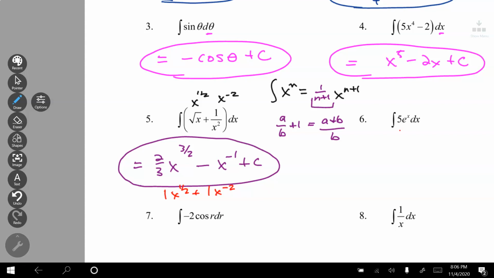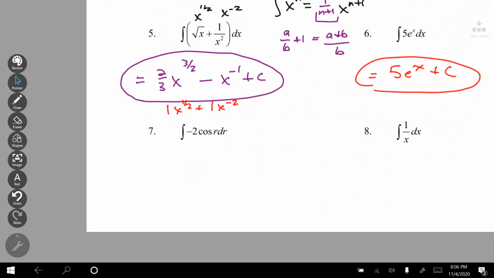Don't overthink on this one. The antiderivative of e to the x is e to the x, so this is 5e to the x plus c. Coefficients get a free ride. Let's move on to the next. Couple more.